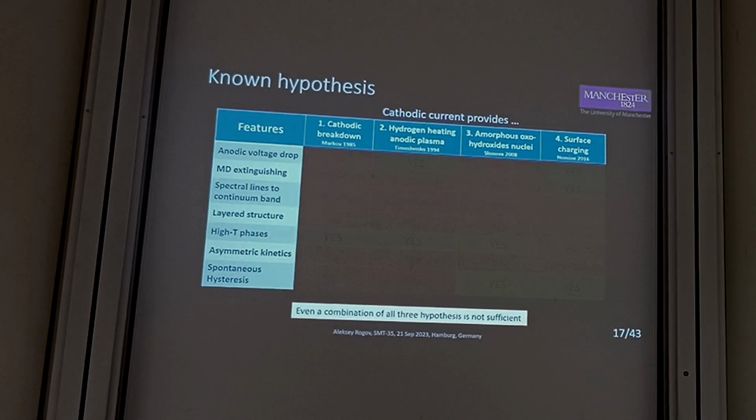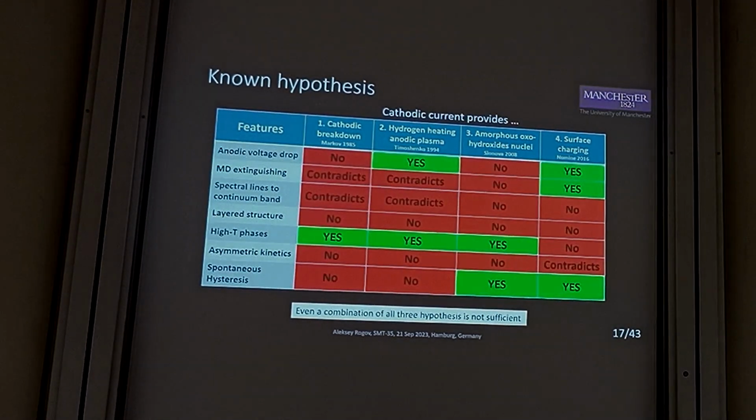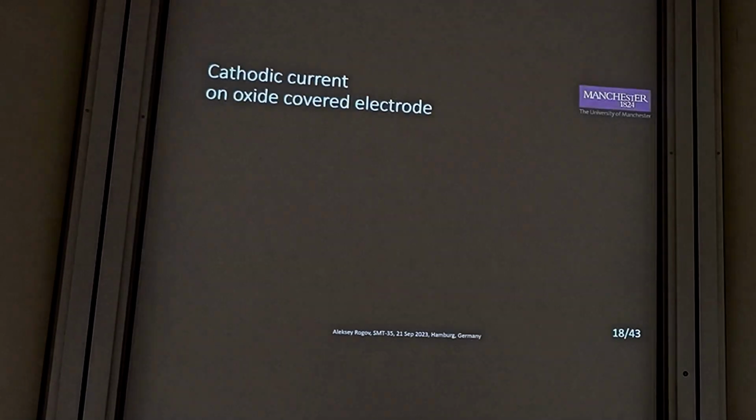Since the invention of the bipolar electrical regimes, AC regimes, a few hypotheses were suggested to explain some features of such processes, and as we can see, some of them are internally contradictory, and even altogether, they are not able to explain the full list of the most typical features of such processes. So we need something else. This set of hypotheses is not really working.